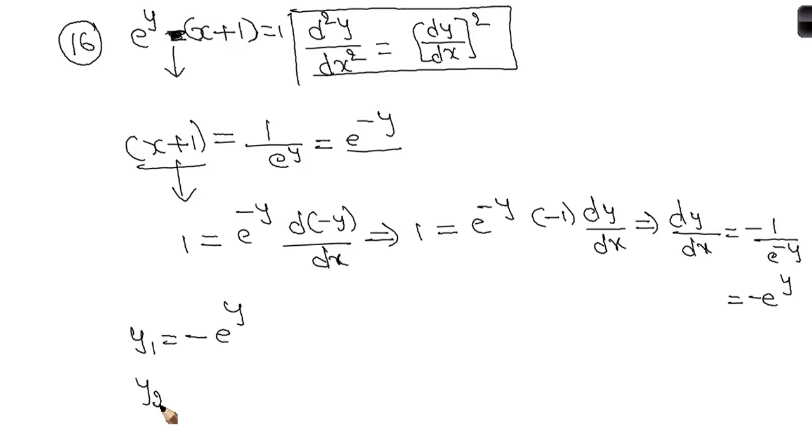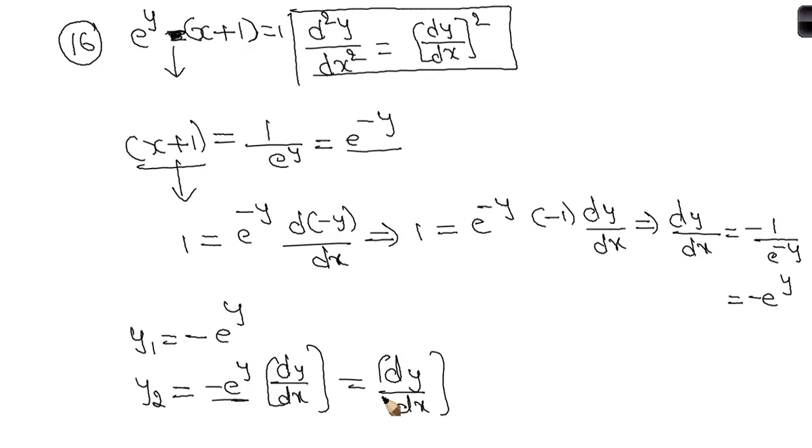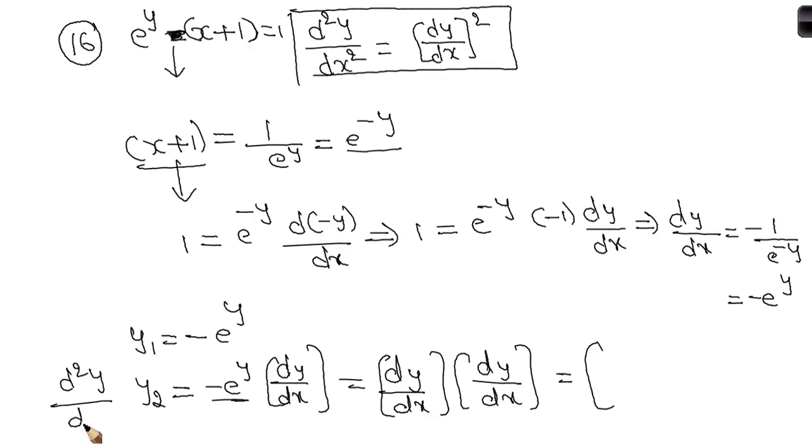So y2 would be minus e power y into dy by dx. So minus e power y, can I replace it with dy by dx? So dy by dx into dy by dx, which is dy by dx whole square. So y2, which is d square y by dx square, is the same as dy by dx whole square. Very good.